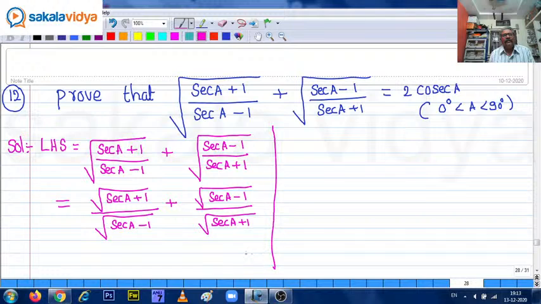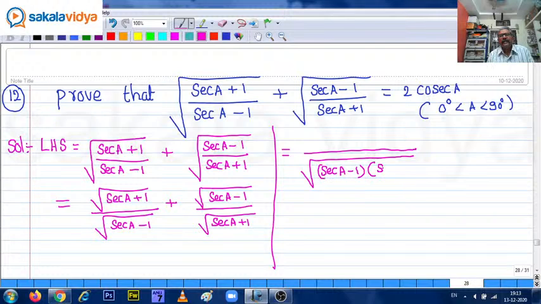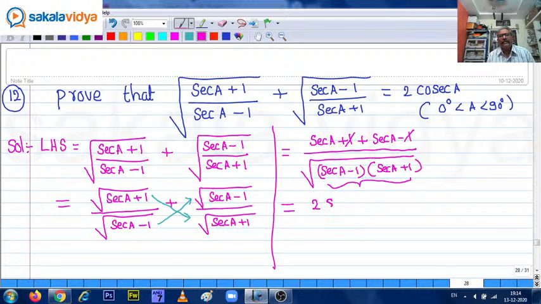What shall we do? We need to take LCM. The LCM will be root of (sec a minus 1) multiplied by (sec a plus 1). Now you multiply this one and this one, and this one and this one. Root of sec a plus 1 into root of sec a plus 1 gives sec a plus 1, plus root of sec a minus 1 into root of sec a minus 1 gives sec a minus 1. So plus 1 minus 1 cancel. This is nothing but a minus b into a plus b, a square minus b square. So we can write 2 sec a upon root of secant square a minus 1.